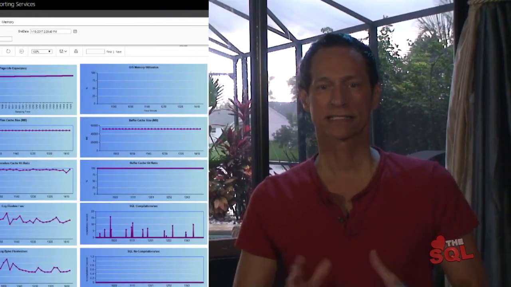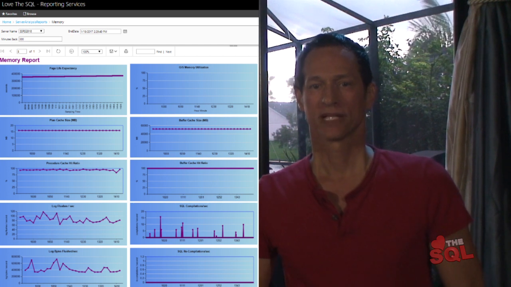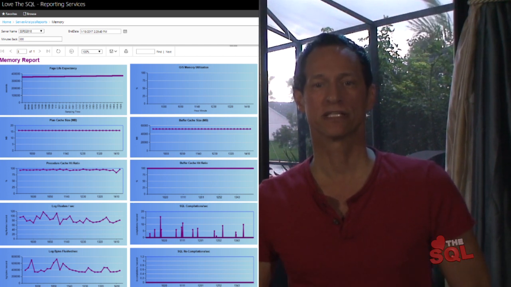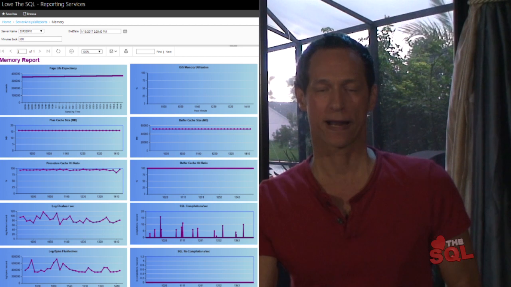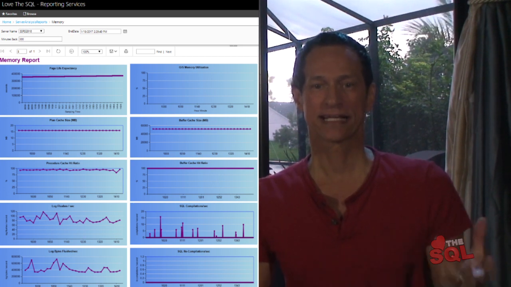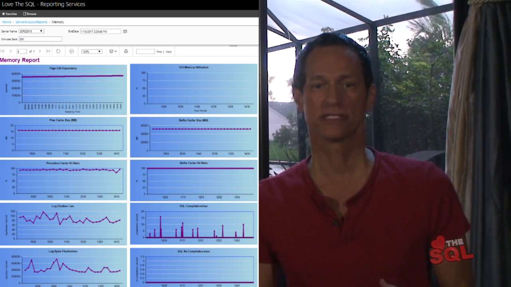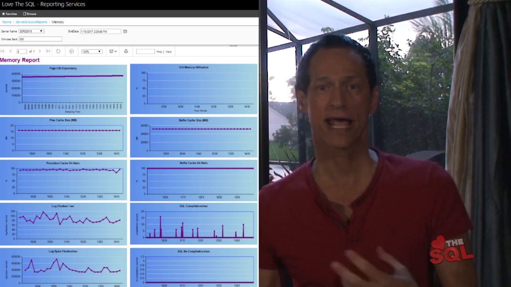Now, if this number drops way down, below 90%, definitely below 80%, that can be an early warning sign that something may be wrong. The OS memory utilization. SQL Server, we all know, is famous for holding and not releasing the RAM memory that it has used. This indicates the percentage of RAM that is being used and held by the operating system and SQL Server.